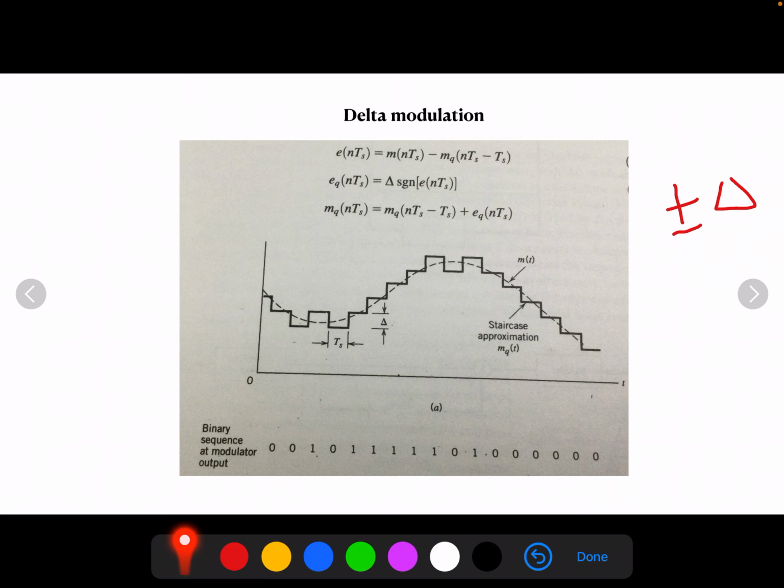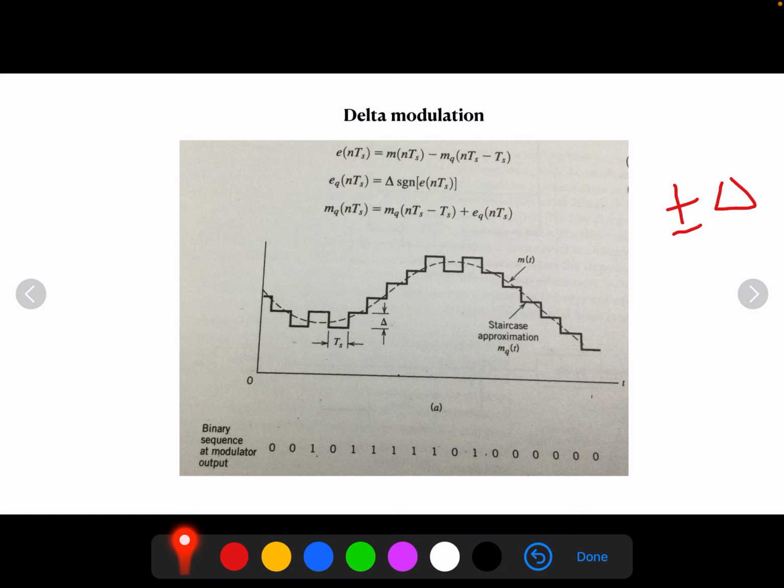Let us denote the message signal m(t) and its staircase approximation mq(t). The basic principle of delta modulation is formulated in a set of discrete-time equations as e(nTs) = m(nTs) - mq(nTs - Ts); eq(nTs) = delta times signum of e(nTs); mq(nTs) = mq(nTs - Ts) + eq(nTs).